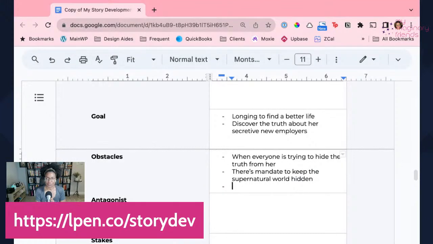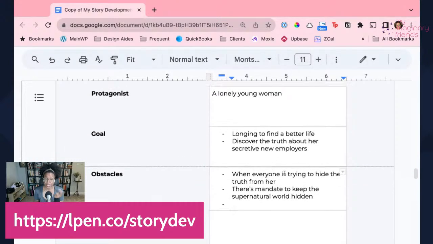I use it to direct the writing. And if I can synthesize everything into this story statement, this logline for the external arc, that lets me know that it's probably a book that I can write, a story that I can sustain over a book length manuscript and all of that. So an obstacle to her finding the truth is this mandate to keep the supernatural world hidden.